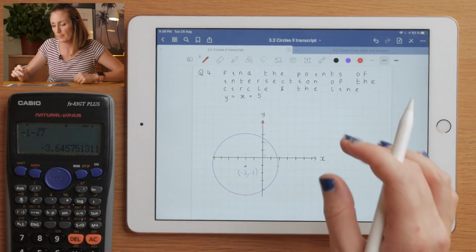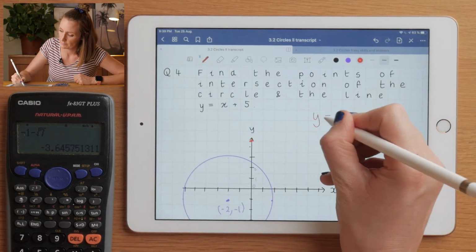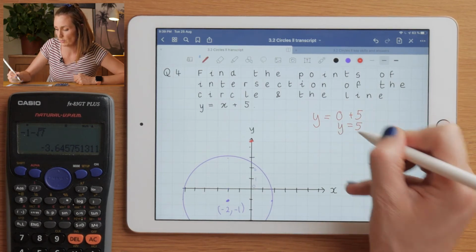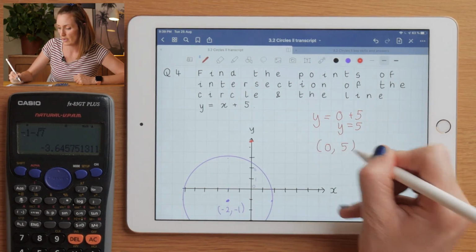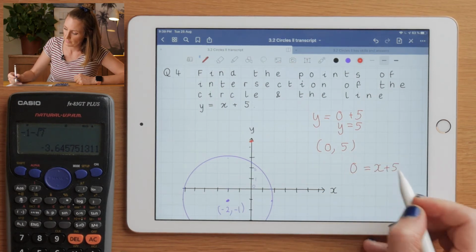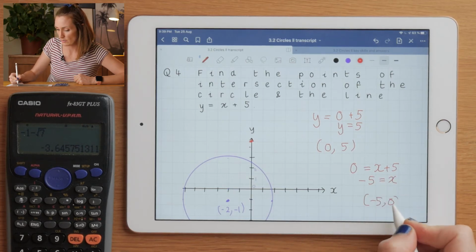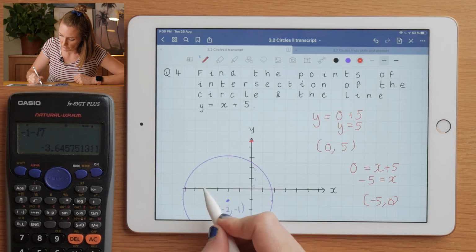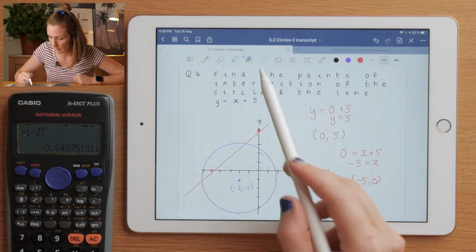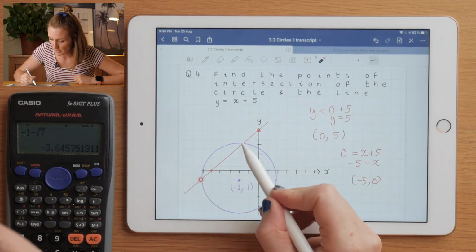So when I plot a line, I like to use the x equals to 0, y equals to 0 method. So if I make x equals to 0, I've got y is equal to 5, which is the point we've plotted, right? So that's 0, 5. If I make y 0, then I've got x equals to minus 5. So I have minus 5, 0. So 1, 2, 3, 4, 5. You can join those two together, and that's how you can visualize it. So you've got 2 points of intersection here and here.